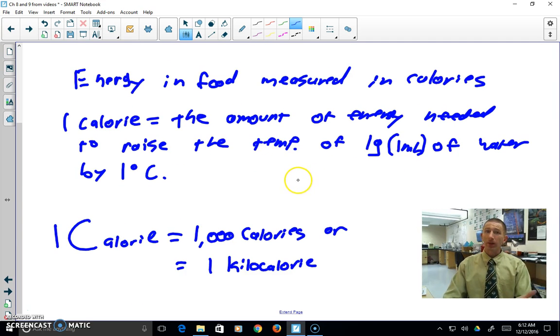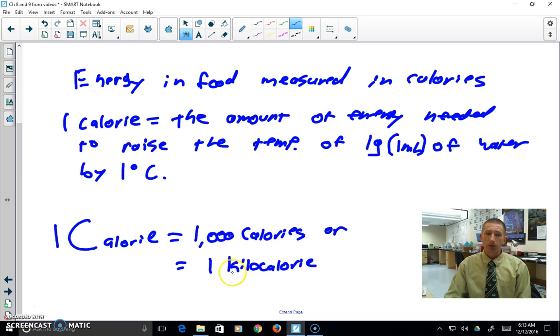All right, now here's something that'll rock your world. These calories right here, the little c calories, are not actually the calories listed on the nutrition facts on your food. The calories listed on your nutrition facts, if you pay very careful attention, are actually big C calories, right? It's a capital C. It may seem like a small difference, but it's actually not, because 1 big C calorie actually equals 1,000 little c calories, or we could say 1 kilocalorie, right?